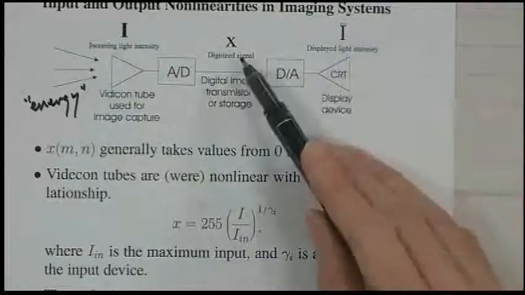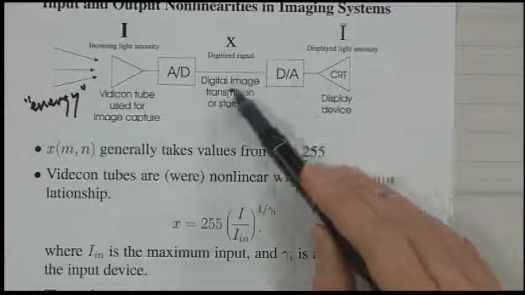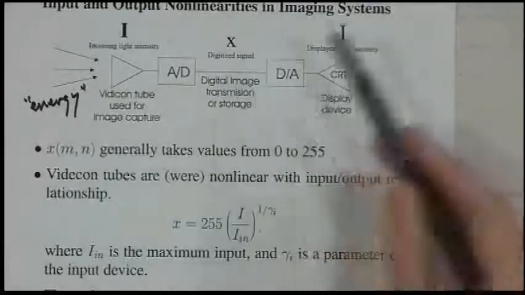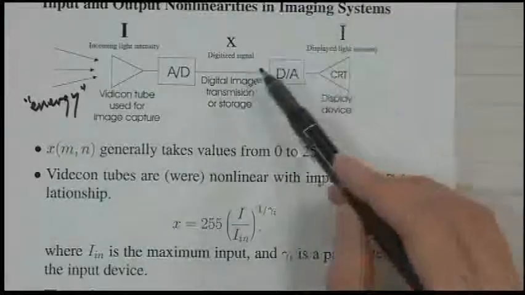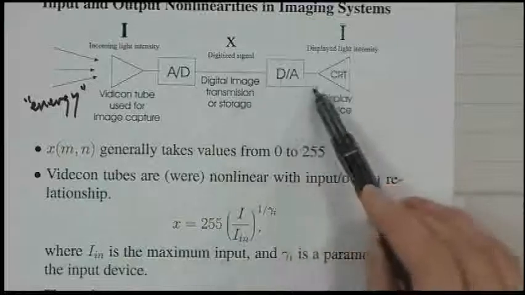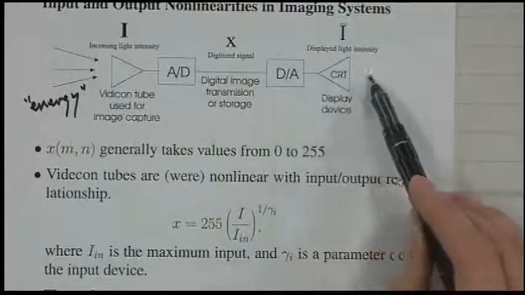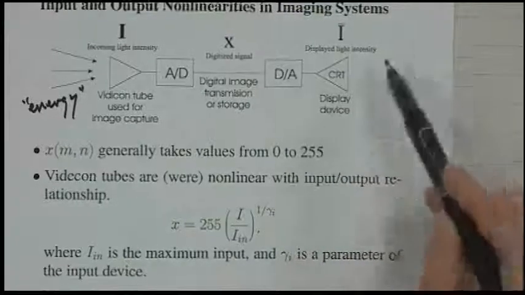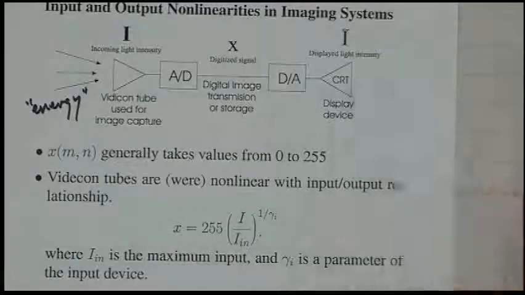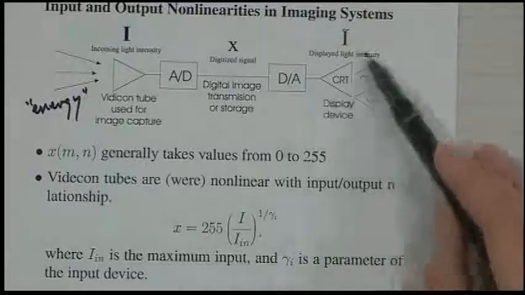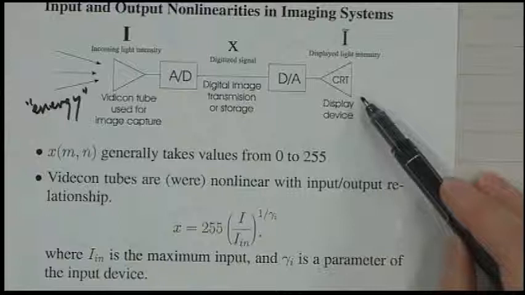Now, when you want to take this image, whether it's digitized or stored on analog tape, and display it on a device, the devices that were used up until pretty recently were CRT-based devices.